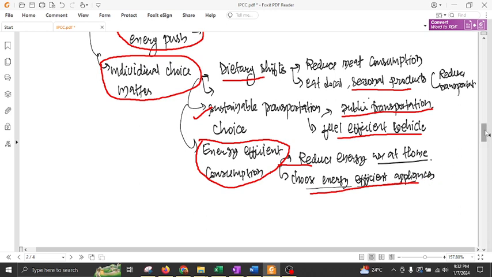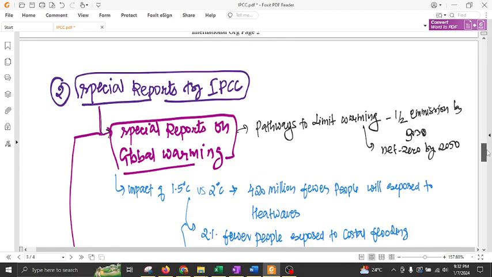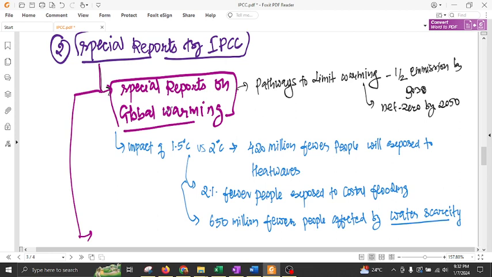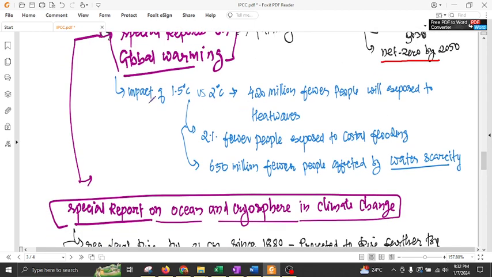Next are the IPCC's 3 special reports. First is the special report on global warming, and the report talks about pathways to limit warming, that is, we have to reduce emissions by half and we have to achieve net zero by 2050. Then it talks about the impact of 1.5 degrees Celsius versus the impact of 2 degrees Celsius.